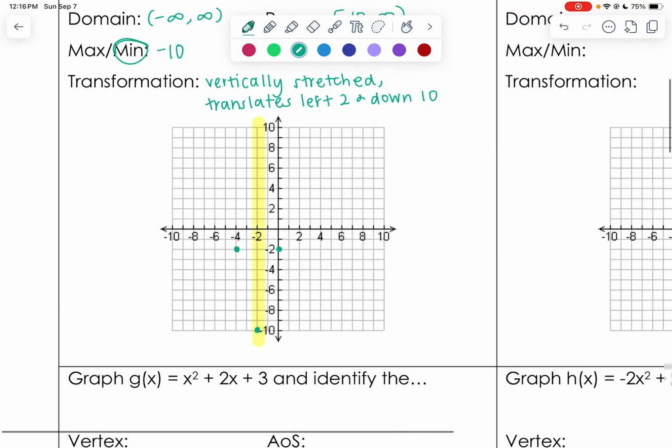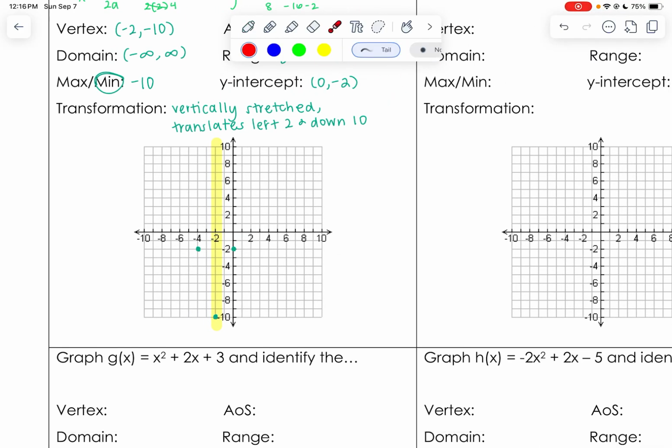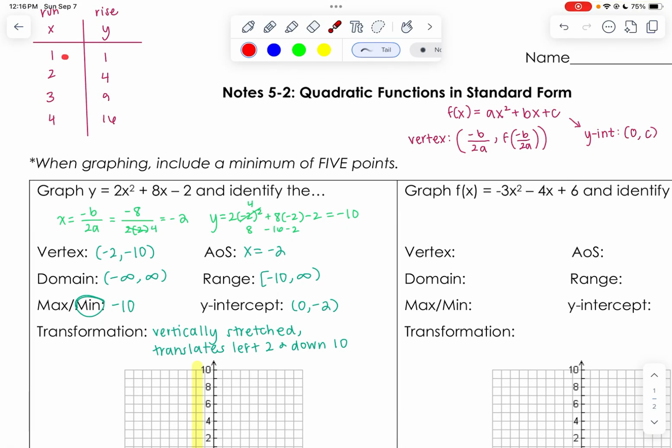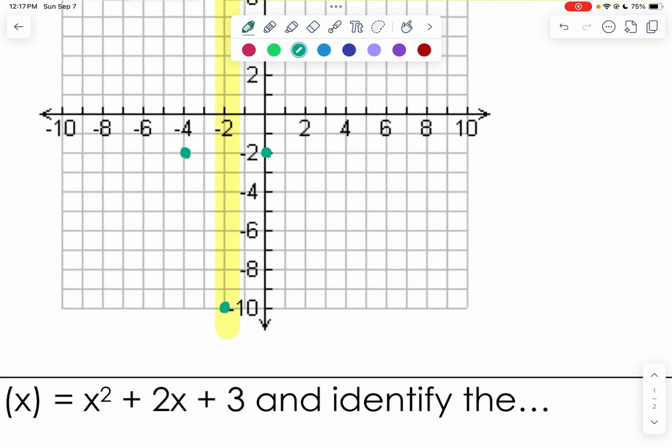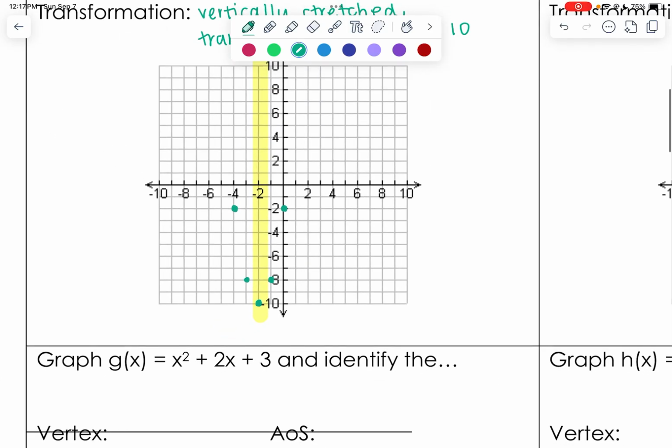Okay. Now, a was 2, so back over here, instead of going over 1 up 1, now I'm going to go over 1 up 2 because it was vertically stretched. So now I'm going to go over 1 up 2, and then I can go to the other side over 1 up 2 or just reflect it. And then there's your parabola. That's it.